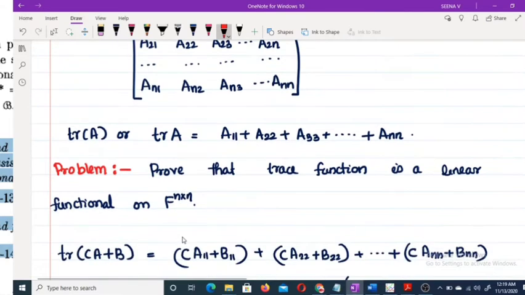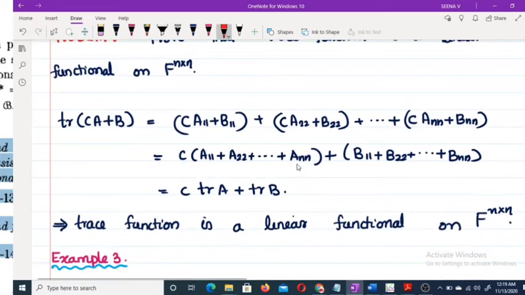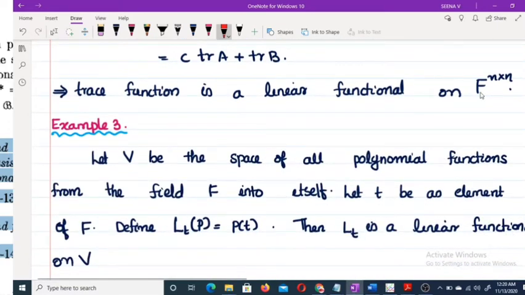Clearly the trace is a sum of elements in F, again an element in F. Now, what is the trace of cA plus B? For the matrix cA plus B, the ij-th entry of cA plus B is the same as c times the ij-th entry of A plus the ij-th entry of B. Therefore this is c a11 plus b11 plus c a22 plus b22 etc. plus c ann plus bnn. Take c outside and write it like this, and this equals c times trace of A plus trace of B. Therefore, the trace function is a linear functional on F^(n×n).